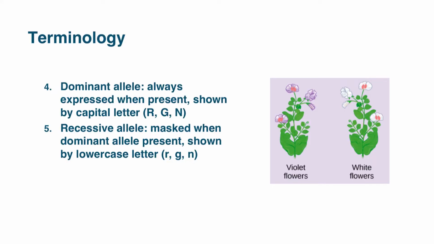A dominant allele is always expressed when it's present, and it's shown by a capital letter. So big R, big G, or big N. A recessive allele is always masked when a dominant allele is present, and we show recessive alleles with lowercase letters: little r, little g, little n.